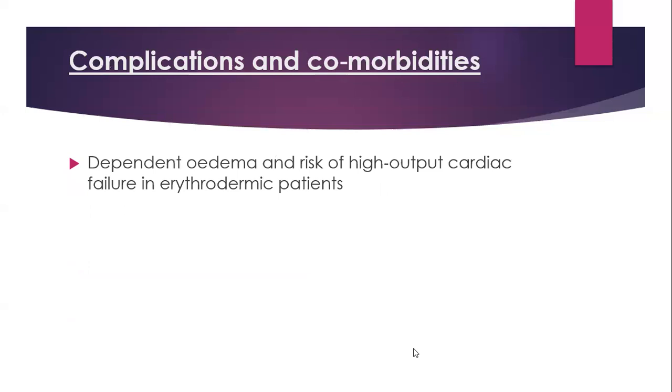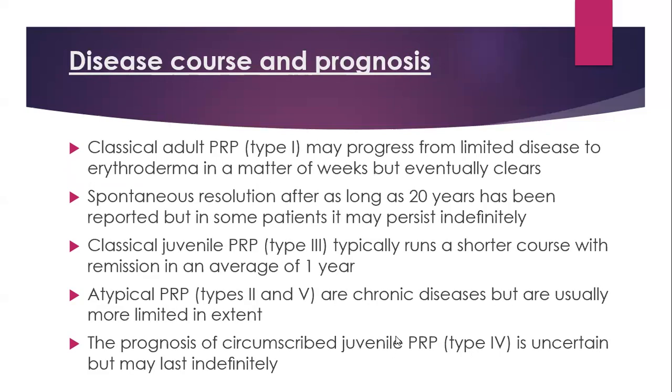Complications and comorbidities. Dependent edema and high output cardiac failure are seen in erythrodermic patients. Disease course and prognosis. Classical type 1 PRP progresses from limited disease to erythroderma very rapidly, within a few months, a matter of weeks, and eventually it clears. Maximum time to clear is 3 years. A spontaneous resolution as long as after 20 years is reported in some patients. And there are a few patients who persist indefinitely.